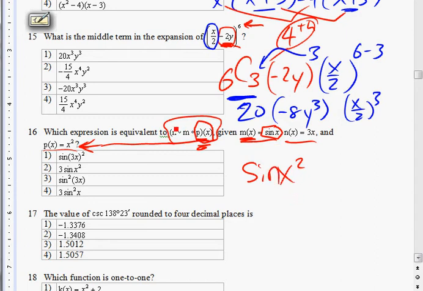And lastly, we do n. N of x is 3 times whatever you plug in, that number or variable you have. So this will just be 3 times this over here, which is 3 sine x squared, and that is choice number 2.